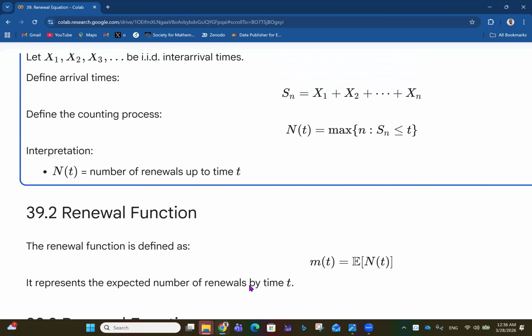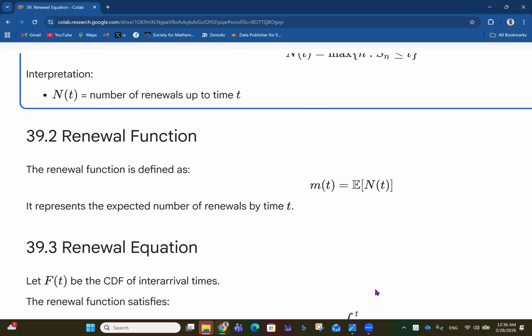Then we talk about the renewal function, which we also saw in the last video. The renewal function is defined simply as m of t, and that is the expected value of N of t. For a Poisson process, like we saw the other time, the expected value of N of t is simply the parameter lambda times t, that's the arrival rate times time. So it represents the expected number of renewals by time t, just like arrival rate times time simply gives us the number of arrivals. So that is the expected value of N of t.